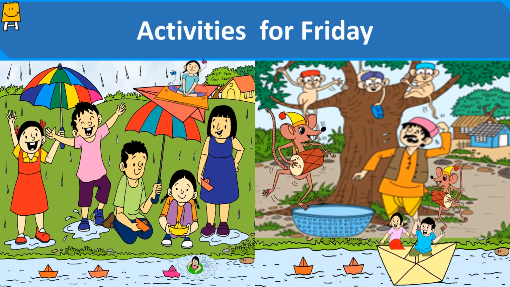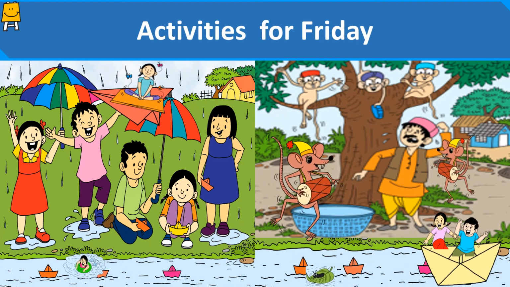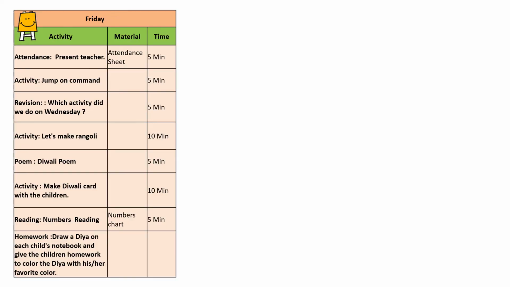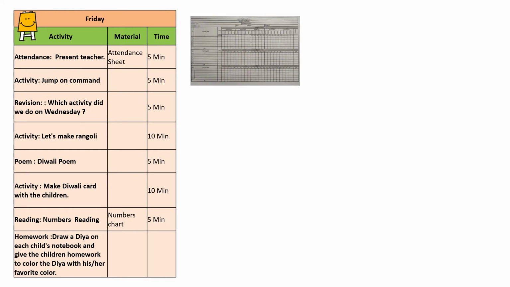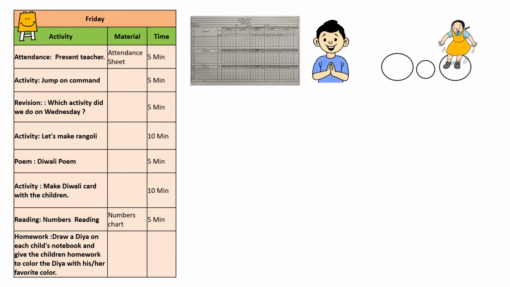Activities for Friday. Attendance. When their name is called out, ask the children to stand up and say, "Hello, teacher." Jump on command. Instruct the children to follow the called out command and jump like left, right. Revision. Ask the children to discuss the activities that were done on Wednesday.